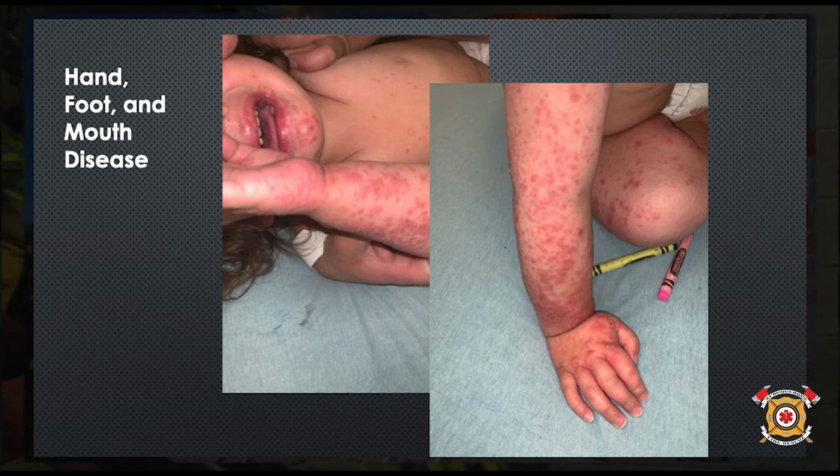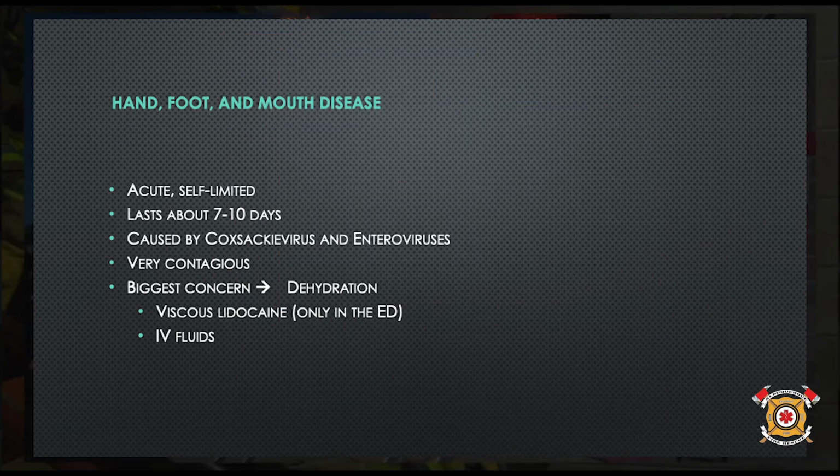So you see that the vesicles have reached up the upper extremities, up the lower extremities, and then again, you can see it on outside of the mouth as well, which isn't always typical. But this case is one that would likely need admission. Why? Well, the biggest thing that we worry about with these rashes is dehydration.